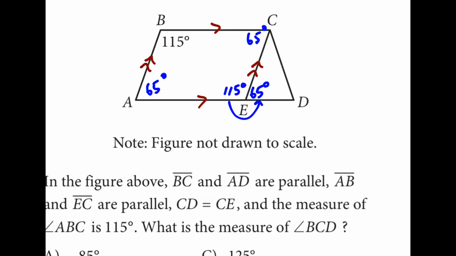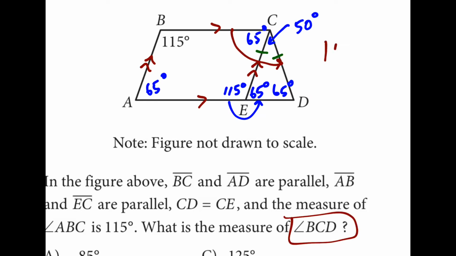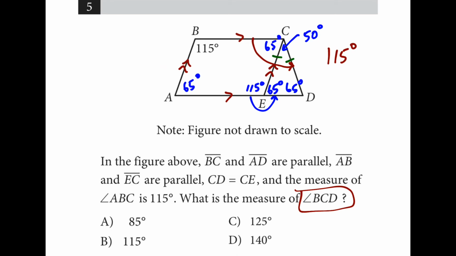Then they tell us that CE and CD are equivalent. That means we're looking at an isosceles triangle. The base angles of an isosceles triangle are equal. So since that one on the left is 65, the one on the right is 65 also, which means this missing angle is 50 degrees. If I add that together with 65, because they're asking about angle BCD, that gives me 115 degrees. So the answer is B.